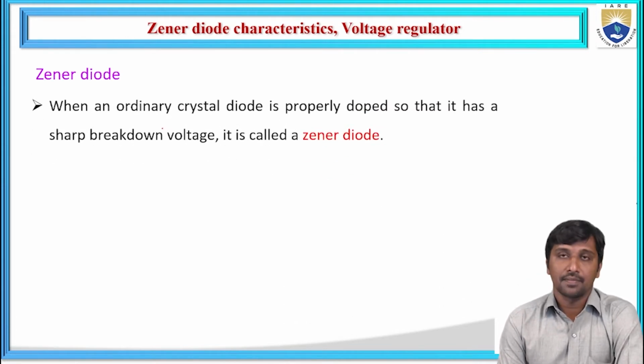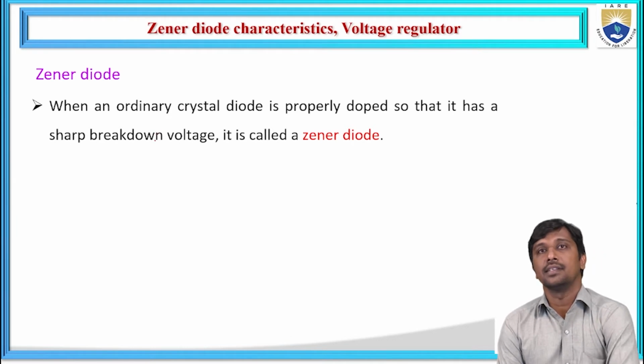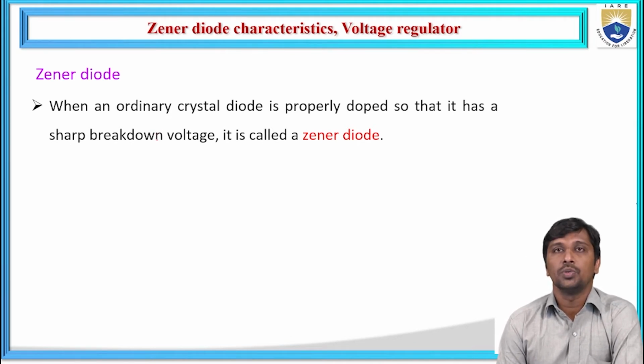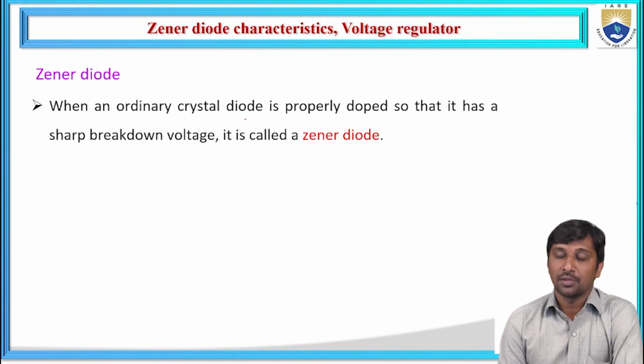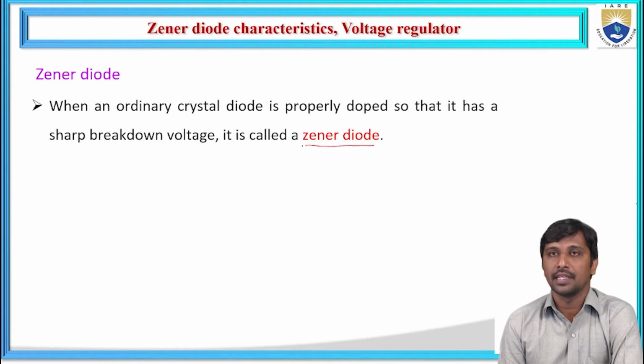So to satisfy this Zener condition, or to allow the reverse bias characteristics, a normal diode is properly doped. Then it gives a sharp breakdown voltage, and based on that, that particular diode is called the Zener diode.